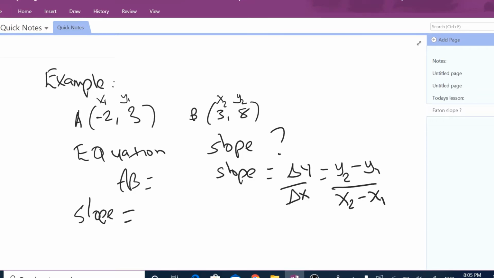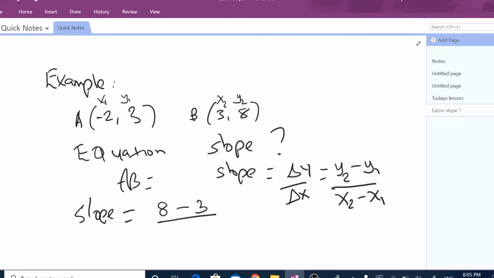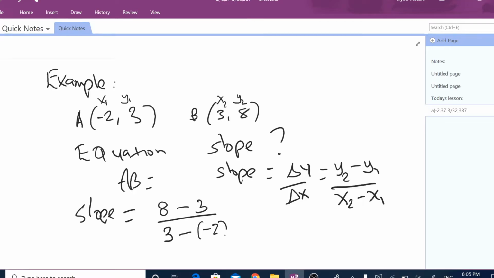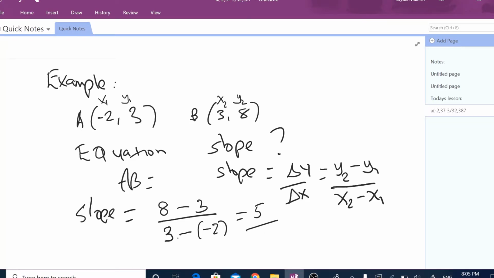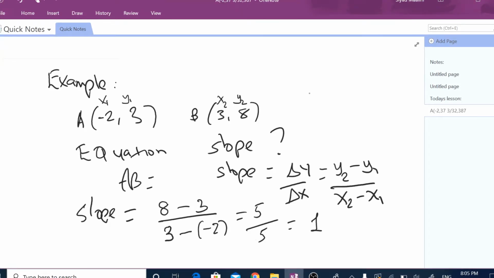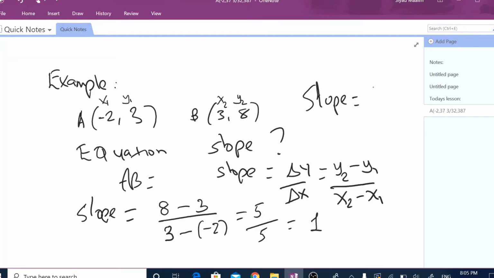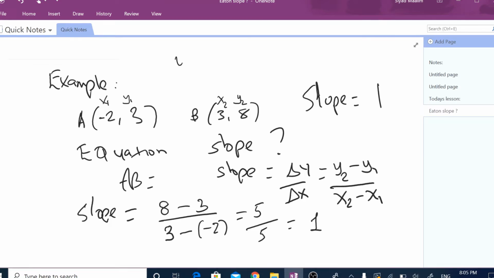So to find the slope, you have to subtract y2, which is 8, minus y1, which is 3, divided by x2, which is 3, minus x1, which is -2. So this will give me 8 minus 3 is 5, and 3 minus -2 becomes positive, so it is 5. Therefore, when you divide 5 by 5, the slope of this line is 1.